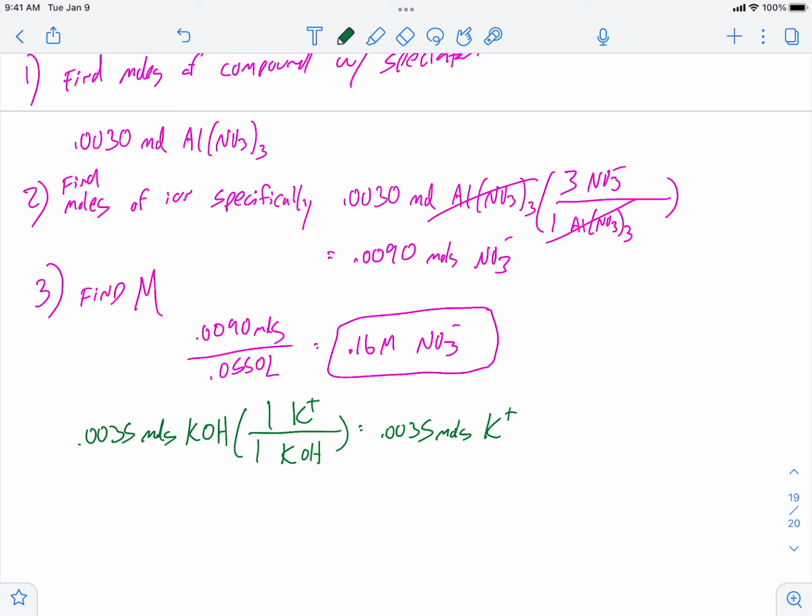Now I know how many moles of potassium ion there are, and we have one more step. Divide by the volume. These are all in the same test tube, so the volume is the same. It's 0.055. And that is my concentration of the other spectator ion.